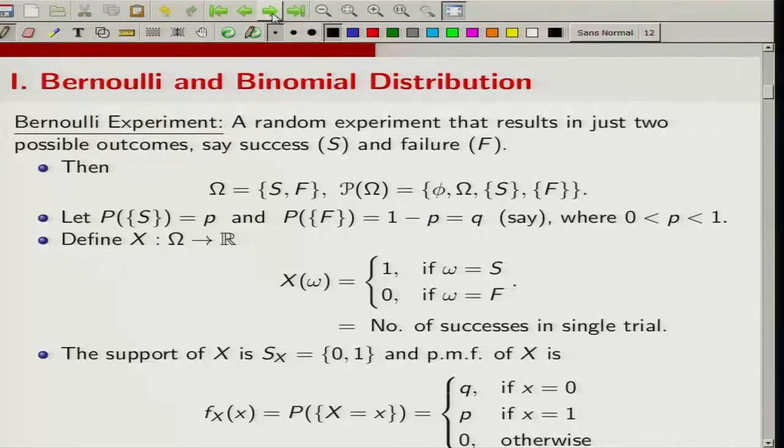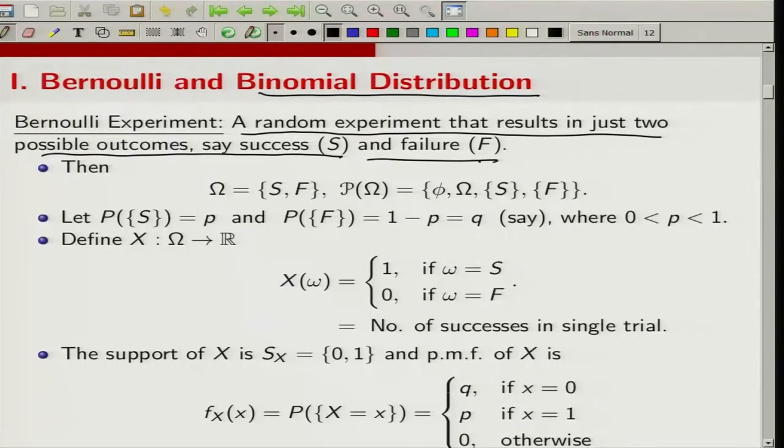The first distribution which I study is the Bernoulli distribution, then a general form of the Bernoulli distribution, which is called the binomial distribution. First, let me define what we mean by a Bernoulli experiment. A Bernoulli experiment is a random experiment that results in just two possible outcomes, say success S and failure F. One of them is taken as a success and one as a failure. Then my sample space is {S, F}. My event space is phi, omega, singleton S and singleton F.